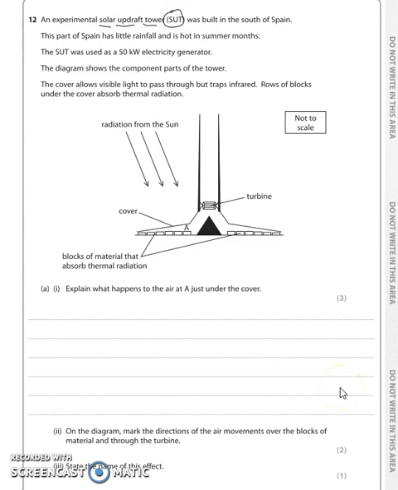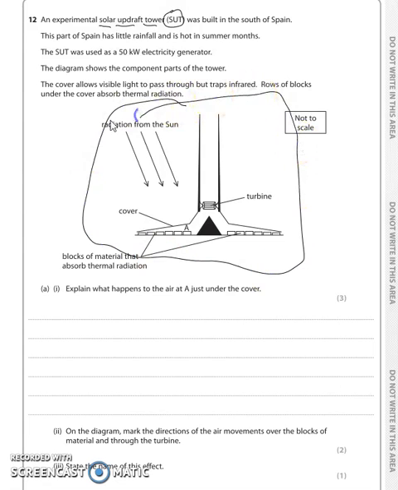This is January 2016, paper 1, and this is question number 12. So we have here a weird looking contraption called a solar updraft tower. You've never seen one of these before, but that's okay because all of the science is something that you have seen. They're just asking you to apply it to a situation that you might not have seen before. It might make you a little bit uncomfortable, but when you start reading through the questions, you realize you've done all this stuff anyway.